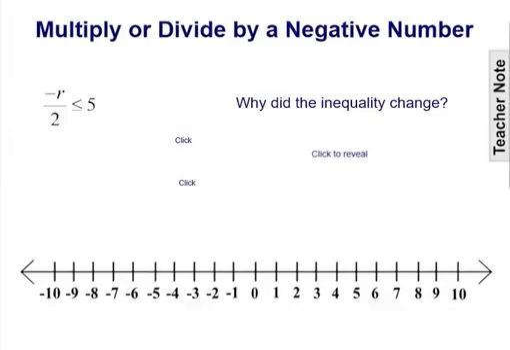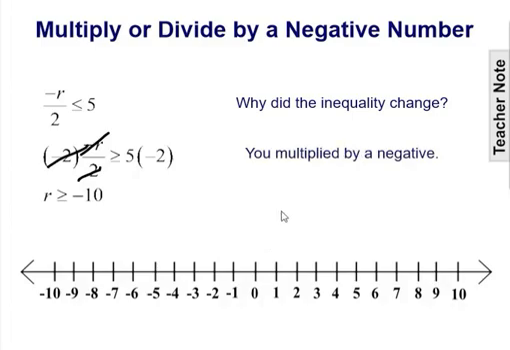Here, I have negative r over 2 is less than or equal to 5. So right now, you might think we're going to multiply by 2 so that the inequality sign wouldn't change. But you're really going to multiply by a negative 2. You're going to take into account that there's that negative in the numerator because we want to undo the 2 and the negative at the same time, which would then leave us with r is greater than or equal to negative 10. Right? You multiplied by a negative. We have to apply the rule.